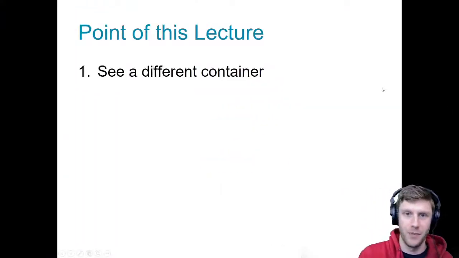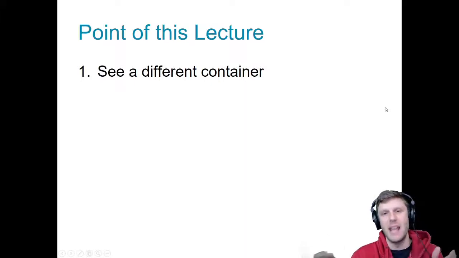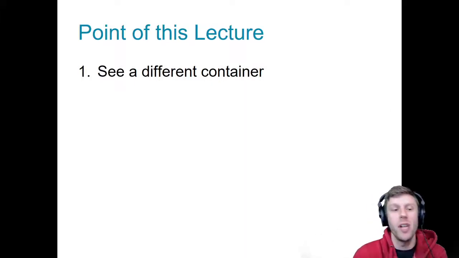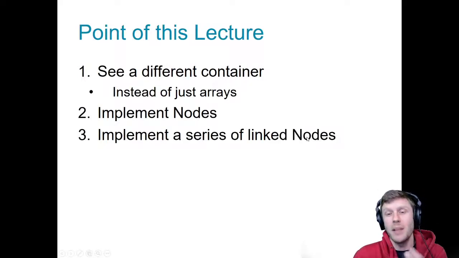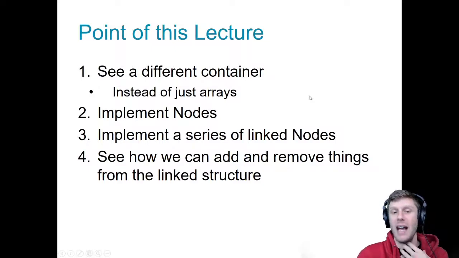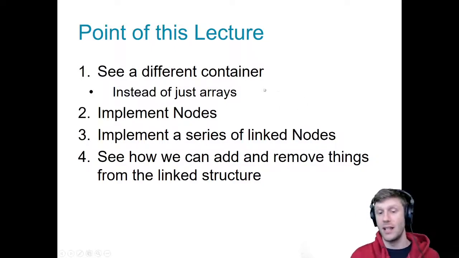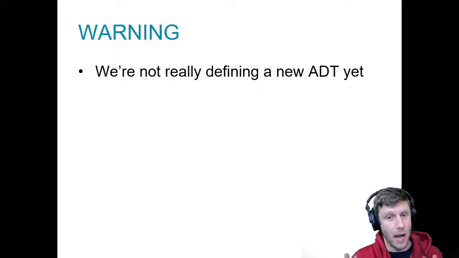All right, so the point of this lecture is we're going to see a different type of container, kind of. I'm using the word container because an array is where we put some information, right? And we used an array to build a stack. Instead of just arrays, we're going to implement nodes. And we're going to implement a series of nodes as well, linked together through pointers. And we'll see how we can add and remove things from these interesting linked structures. So, what I'm about to show you is not a new abstract data type.